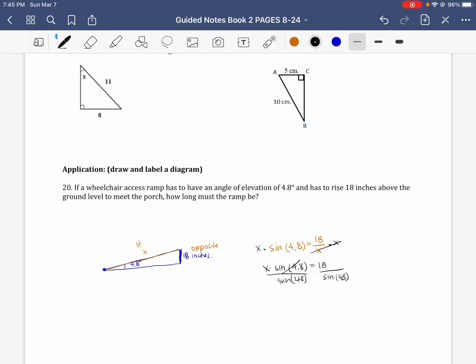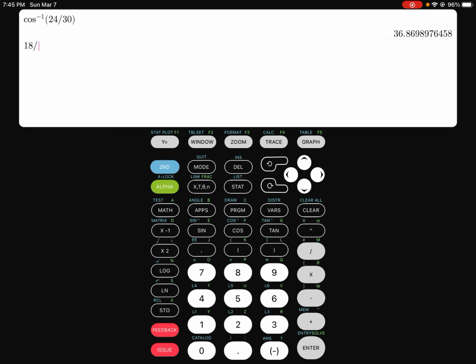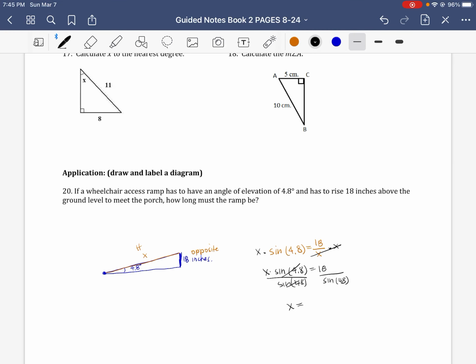Now again, we're not using the inverse function on this one, because we are solving for a side length. So 18 divided by sine of 4.8. We put that in our calculator. Oh, that is not 4.8. I apologize. This is why I need you guys in the classroom to fix my errors. Okay, sine of 4.8. There we go. Whew, ramp's got to be a little longer than that. 215.11.